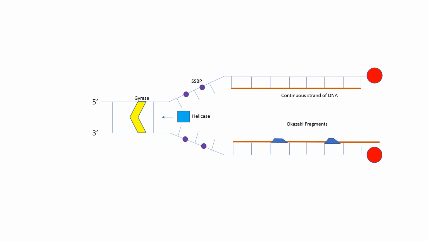As we can see, the primers have all been replaced by DNA. The lagging strand on the bottom produces fragments that are individually synthesized, known as Okazaki fragments. The fragments are then sealed by ligase to create one continuous strand of DNA.